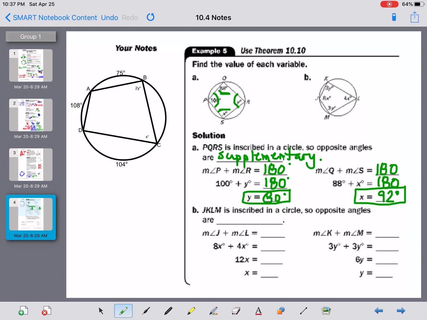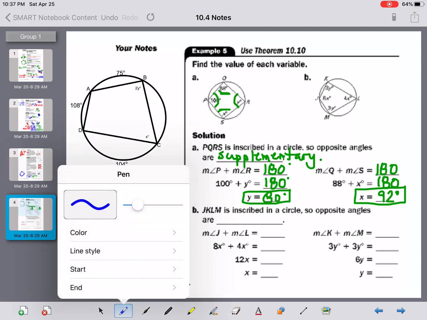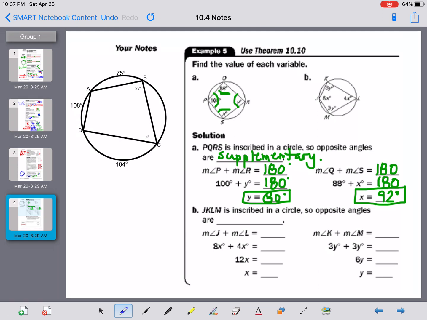All right, second example. I have, again, a four-sided figure, a quadrilateral inside that circle. So no matter how it looks, opposite angles straight across from each other are going to be supplementary. So angle J and angle L are straight across from each other. So together they equal 180. So I have 8x plus 4x equals 180. 8x plus 4x is 12x. To get x by itself, I divide by 12. Little calculator help on this one. X equals 15.